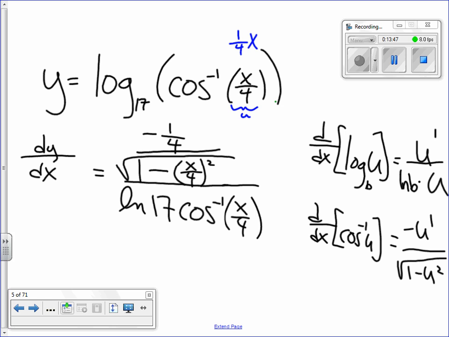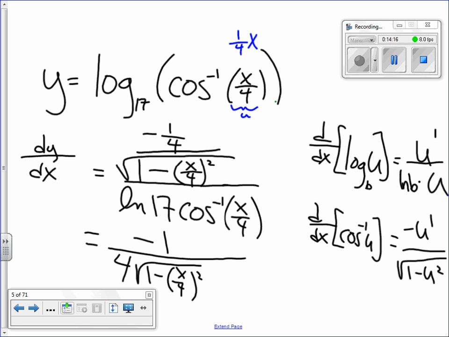All right, here's my last thing. I don't want to leave these complex fractions. I have a fraction over something else. Does this something else go up in the numerator or the denominator? Denominator. Now, that negative 1/4, I'd be tempted to write negative 1 over 4. So negative 1, we could put the 4 down here. We've got the square root of 1 minus x over 4 squared. Then all this times the ln of 17 times.